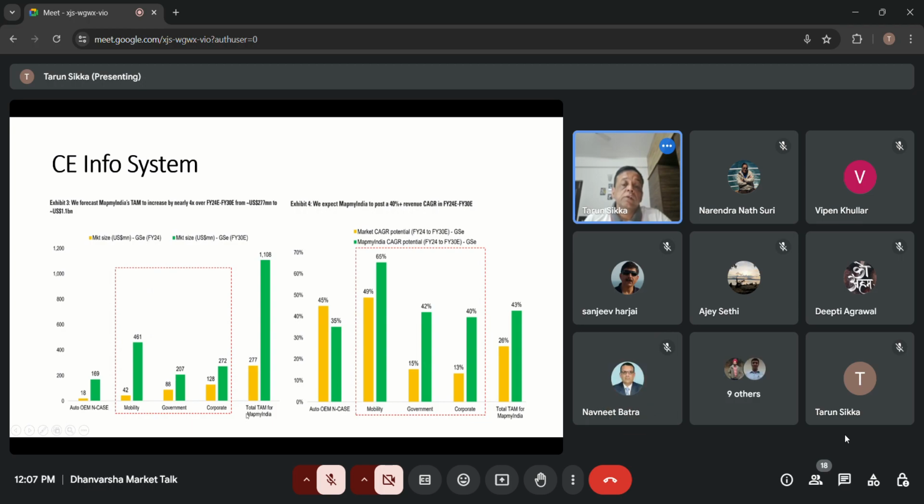And if you see here, total TAM from 277 is becoming 1.1 billion, with all three, especially mobility, being the highest growth, government's requirement and corporates also increasing. Expectation is that it will post 40% revenue CAGR over the next 5-6 years. So the growth will be highest in mobility, followed by government and corporate. So total TAM for MapMyIndia is expected to be going up.